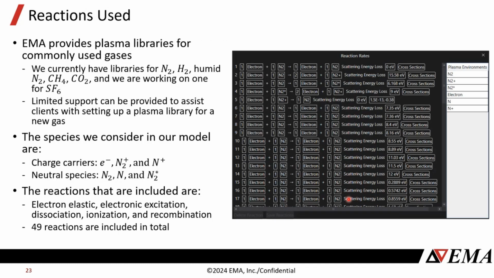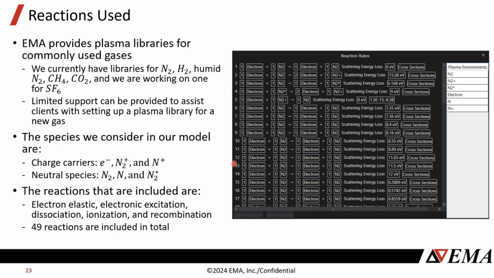And so I won't really show you all the reactions because there are quite a few of them. But I just wanted to show the screen so you can see how reactions are defined in the UI. But also, EMA will be able to provide plasma libraries for commonly used gases. We currently have libraries for nitrogen, hydrogen, cuban nitrogen, methane, carbon dioxide, and I believe we're working on one for SF6, although we might have also finished that one by now. And then for any other gas you want, we can provide limited assistance and support, kind of telling you guys where you can look for this kind of information and that sort of stuff.